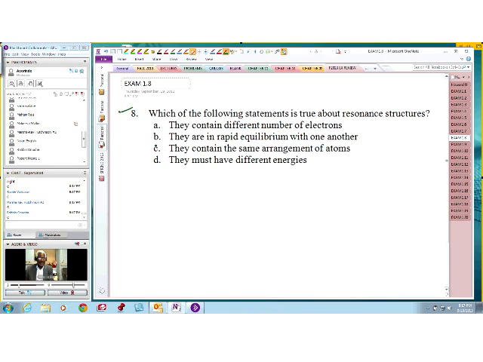Excellent. That is correct. In other words, whenever you are writing resonance, say for example, if you have this molecule here, if I tell you to write the resonance structure for this molecule, keep in mind in resonance, all you want to do is simply move either pi electrons or non-bonding electrons. You do not move the atoms. And that is why we say they contain the same arrangement of atoms.